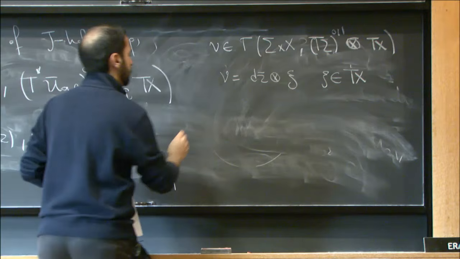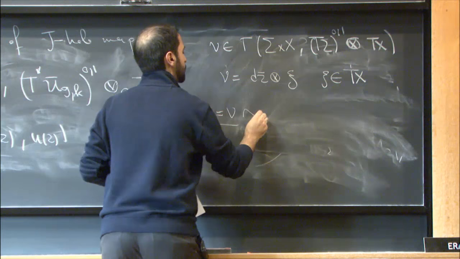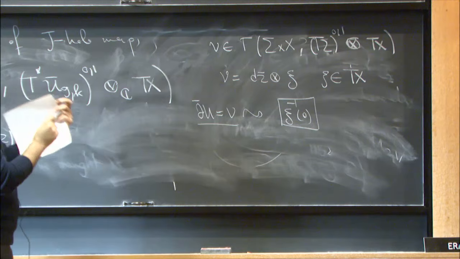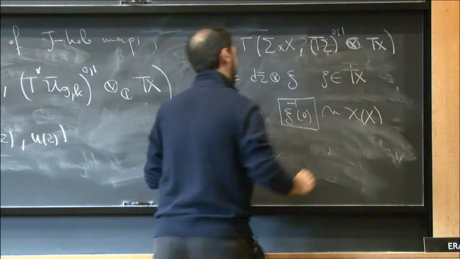Then J-nu maps correspond to the points which are in the zero of this vector field psi. And the number of such points is the Euler characteristic of X. That's how we get the Gromov-Witten theory, by perturbation.